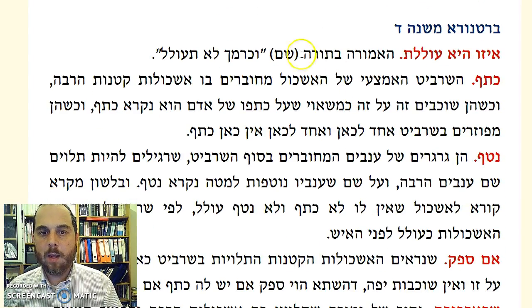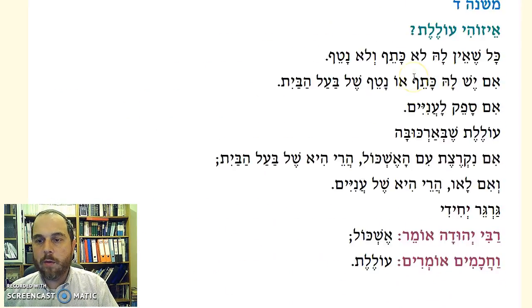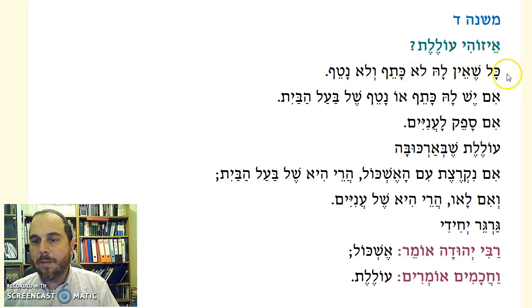We read the pasuk, it says, V'karmecha lo te'olel. You should not be me'olel. What it really means is to take the Olelot out of your kerem, out of your vineyard. So what in the world does it mean? What is an Olelot? Says the Mishnah, Kol she'en lo katef velo natef.